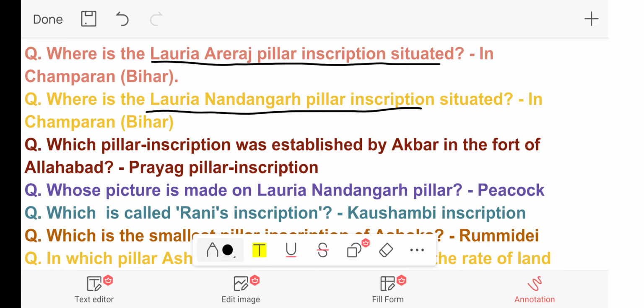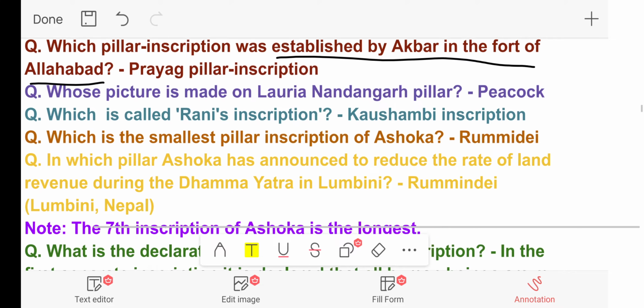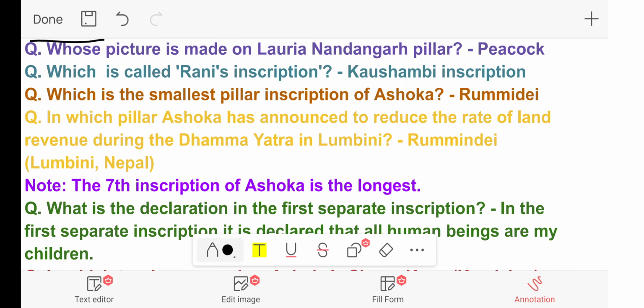Next, which pillar inscription was established by Akbar in the fort of Allahabad? And the answer is Prayag pillar inscription. Next, whose picture is made on Maurya Nandangarh pillar inscription? And the answer is Peacock. Next, which inscription is called Rani's inscription? The answer is Kaushambi's inscription.